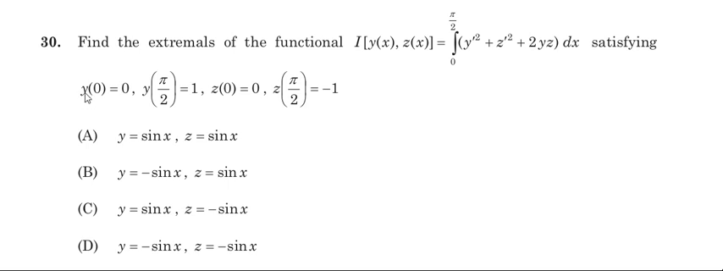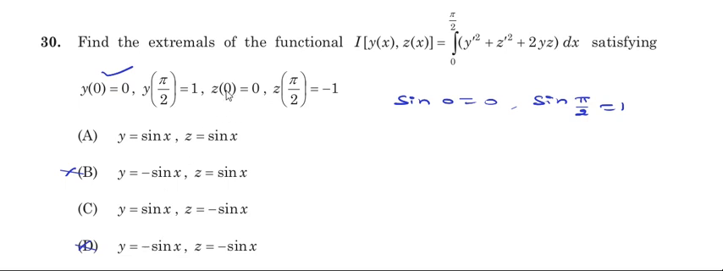So we will see whether y of 0 equal to 0. Sin 0 is 0, so this condition is satisfied by all options. y of pi by 2 equal to 1: we know sin 0 is 0 and sin pi by 2 equal to 1. So y of pi by 2 is equal to 1, sin pi by 2 is 1, and in one option it is minus 1, so therefore this is wrong. So option B and C are wrong.